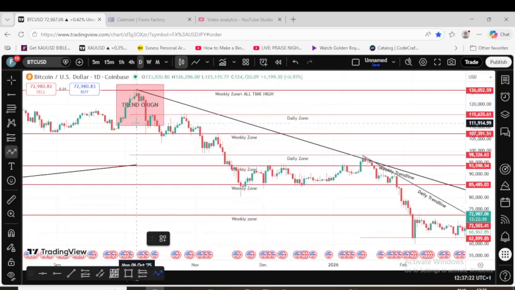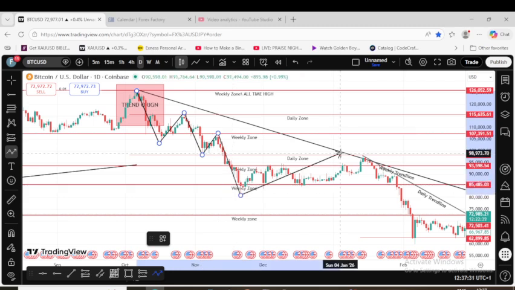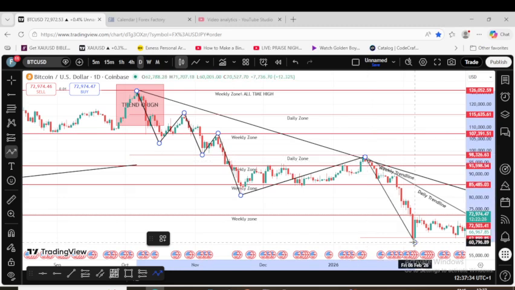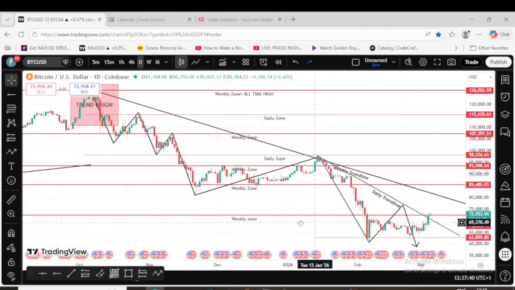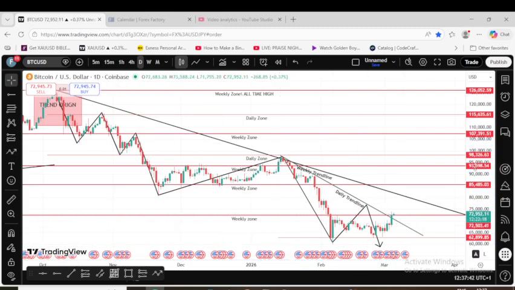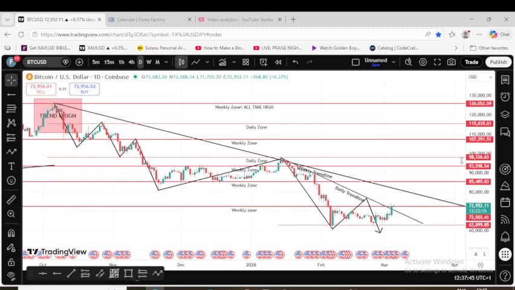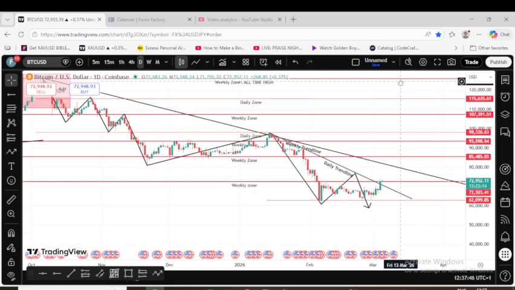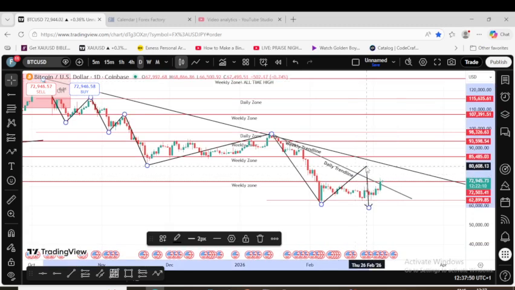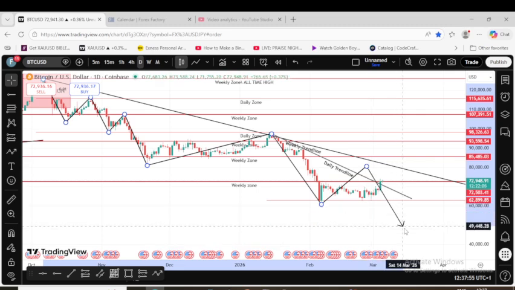Now let's mark out our structure. So we have an impulsive move here, followed by a correctional, followed by an impulsive, followed by a correctional, followed by an impulsive move here, followed by a correctional move here, followed by an impulsive. So what we'll be expecting is the correctional to be followed by a new impulsive move. So what we would be expecting is a correction, probably somewhere between the weekly trend line and the daily trend line, followed by another bearish correction maybe to about the 50,000 level.